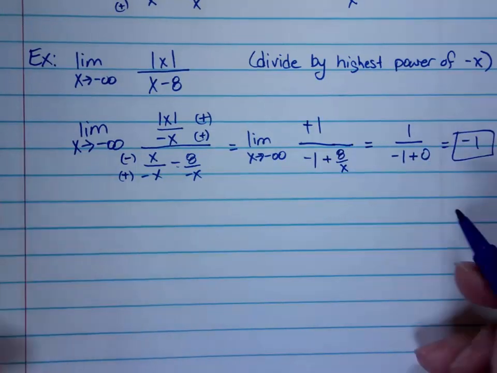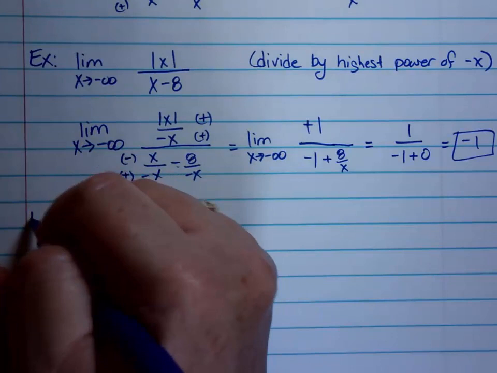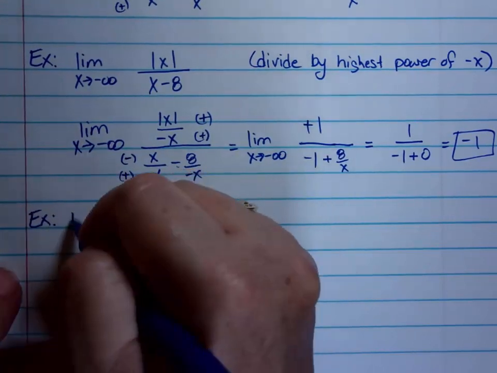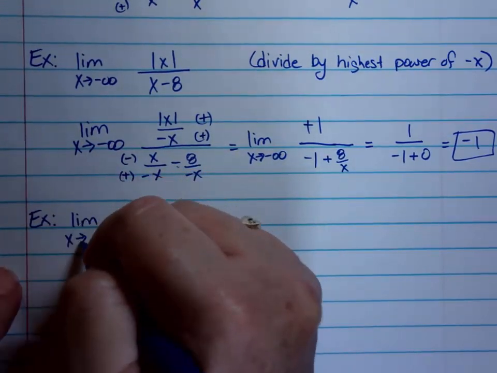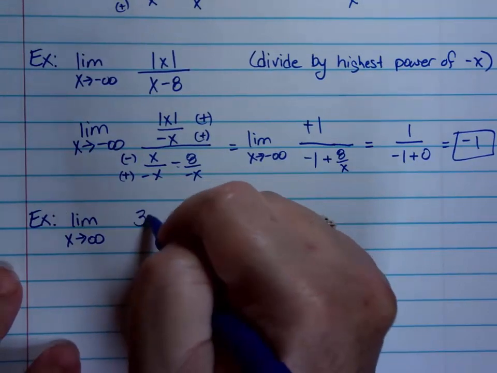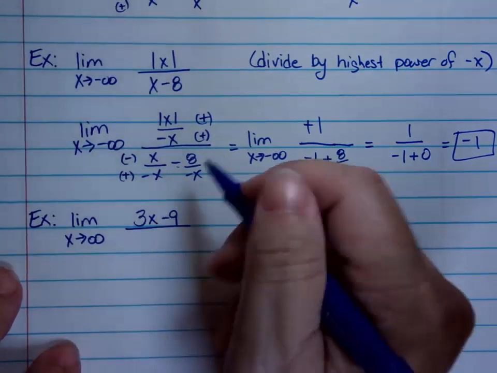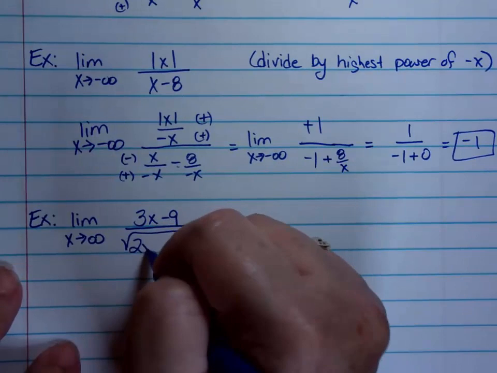Okay. Now, let's talk about absolute square roots. Limit as x approaches infinity of 3x minus 9 over the square root of 2x squared plus 5.